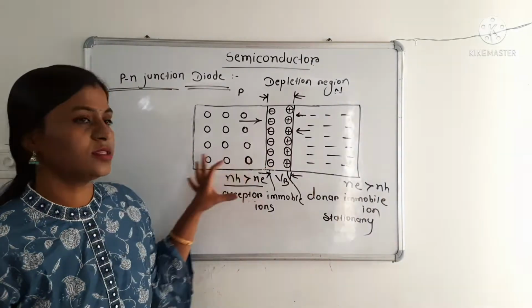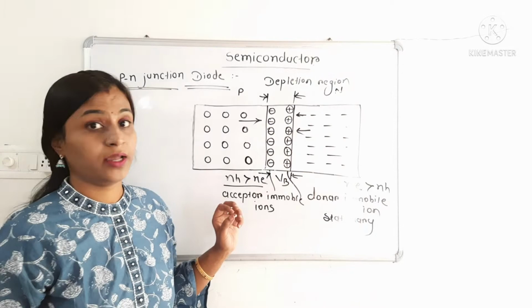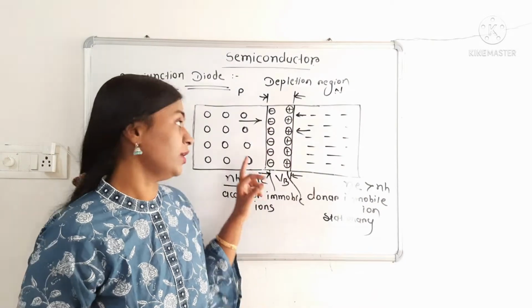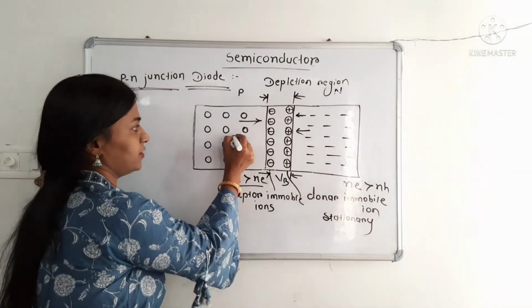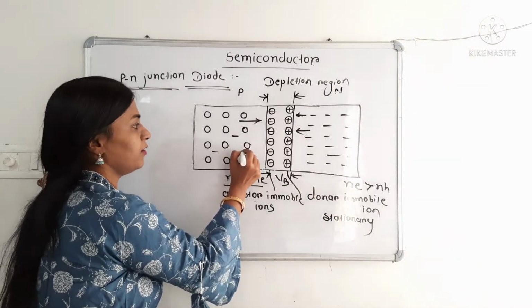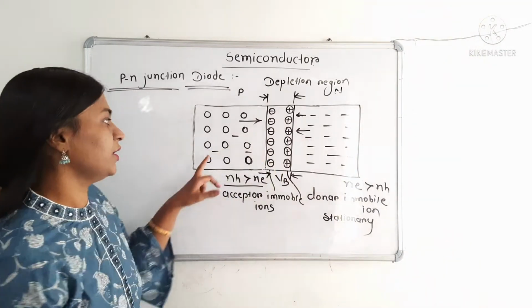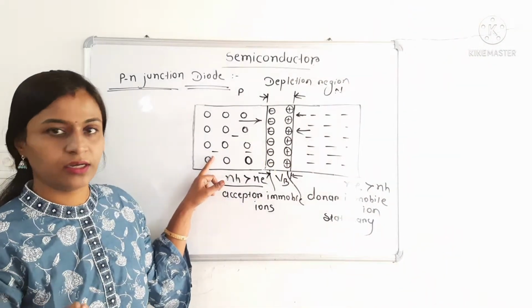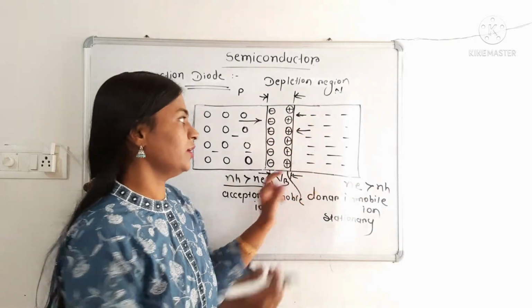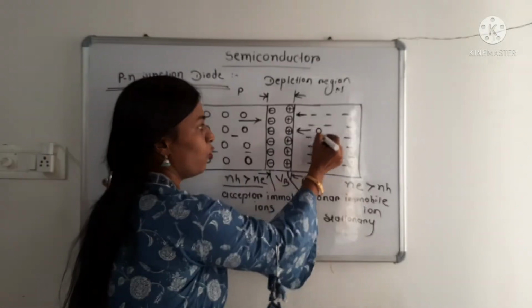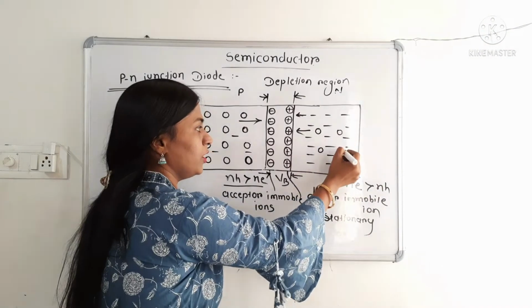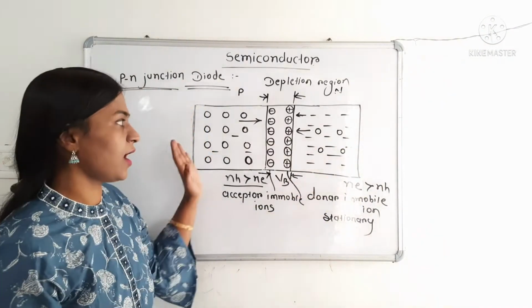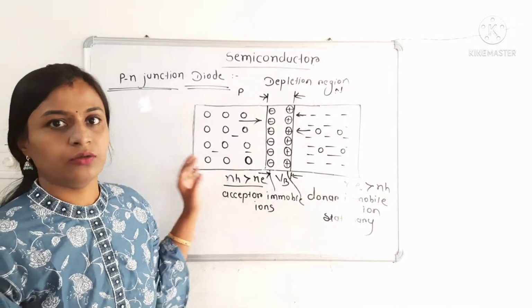In both semiconductors, we know that there are majority carriers and also minority carriers. In p-type semiconductor, these minority carriers are electrons, and in n-type semiconductor, minority carriers are holes. These minority carriers move towards the junction.